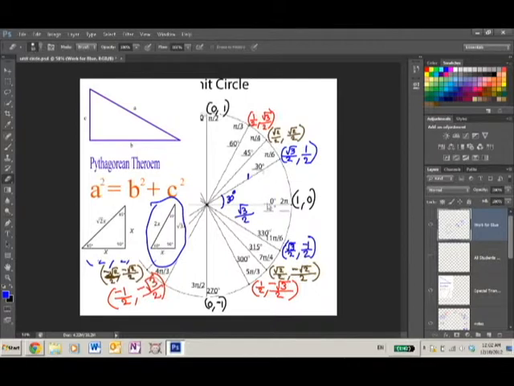Now we're pretty much done with the special triangles, except we have to go over the Pythagorean theorem. The Pythagorean theorem also is a way of figuring it out. I'll just give you an example right here.